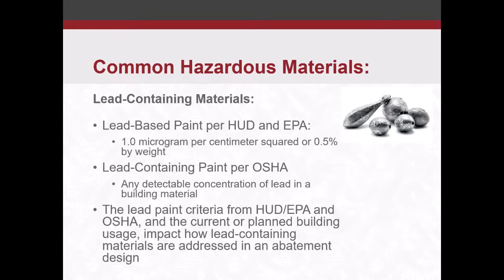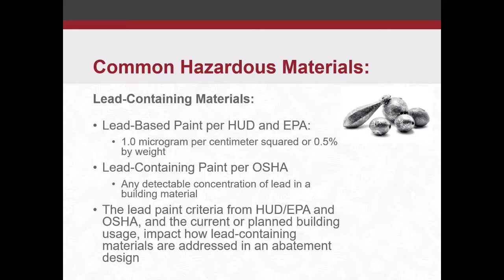Next up, lead containing materials, and the big one being lead-based paint. That's the most common. There are some other things; sometimes you test caulk materials and other building materials that might have lead in them. But the big one is lead paint, and there are a couple of different definitions of lead paint. OSHA defines lead containing paint as any detectable concentration. So there's no set standard. If it's got lead in it, OSHA covers it, similar with asbestos.